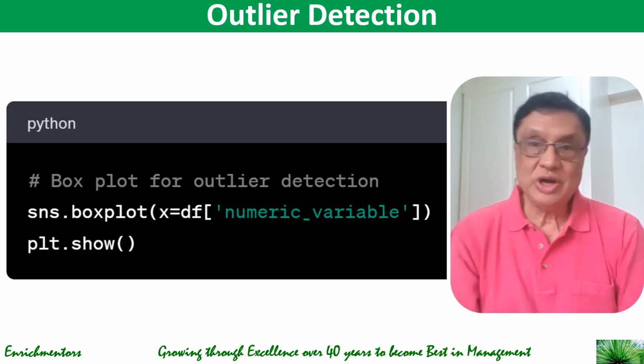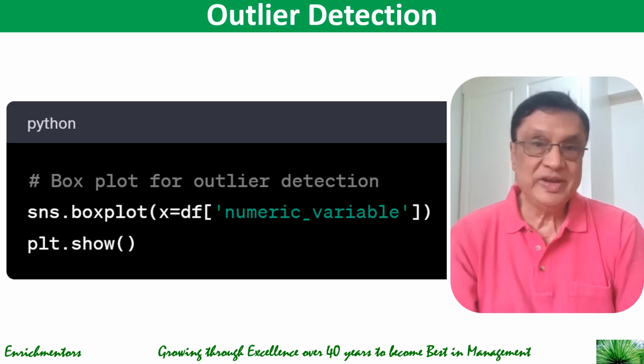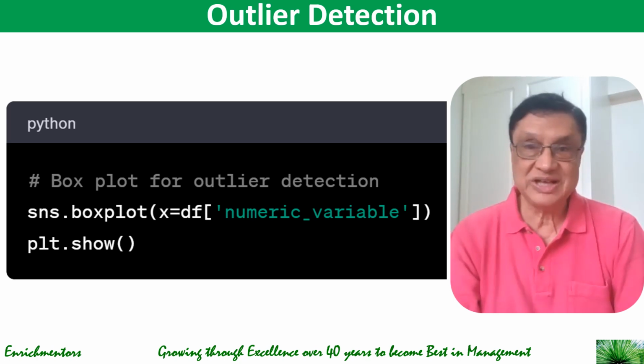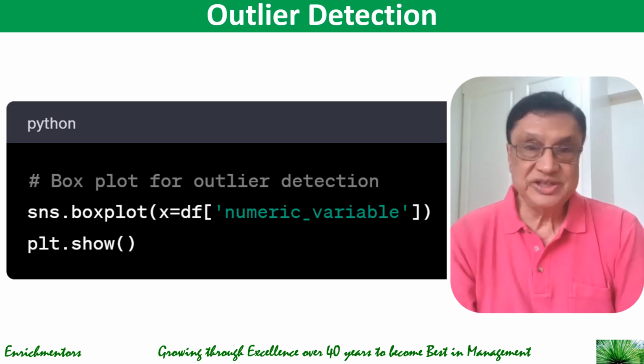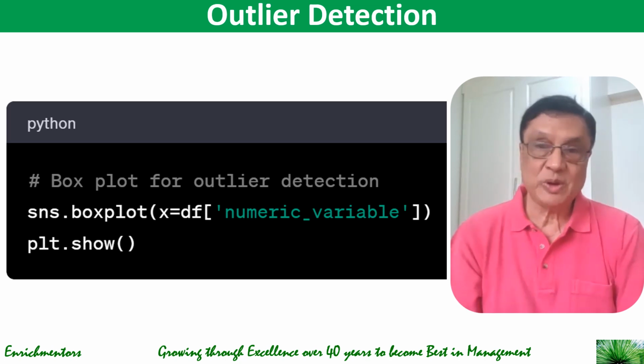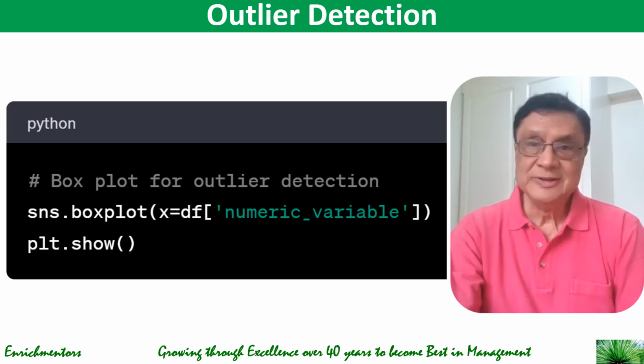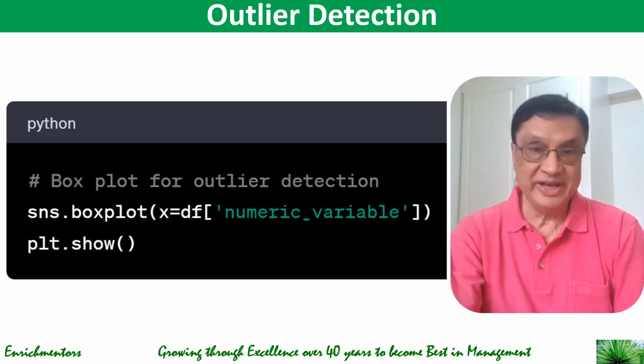Then you do what is called outlier detection, where you identify and handle outliers using visualizations like box plots, scatter plots, and statistical methods like z-scores and IQRs. And here you see an example in Python of how to write code for a box plot for outlier detection. So you see here, Python is a critical language for you to become a data scientist, because you will be using Python every now and then to fetch data, to understand data, to plot data, to analyze data.